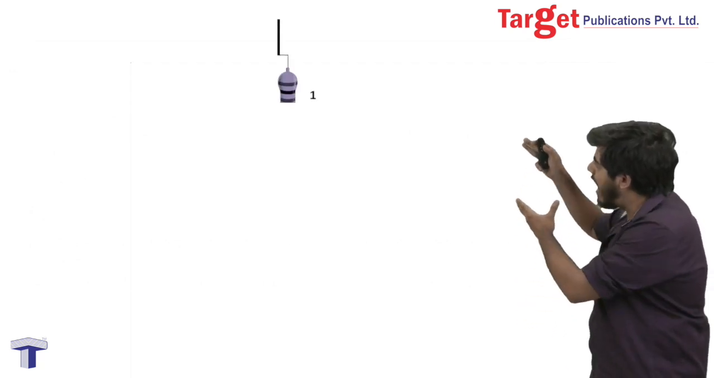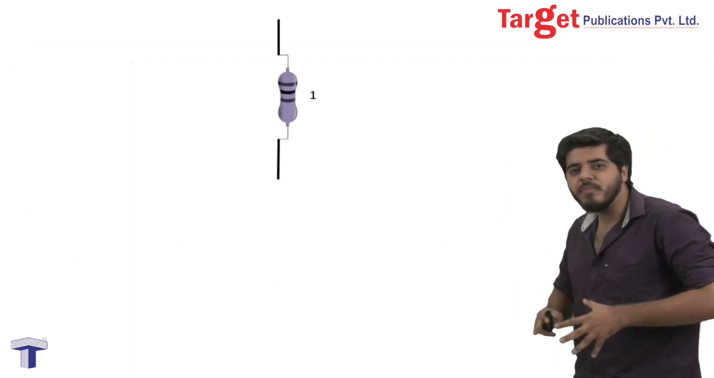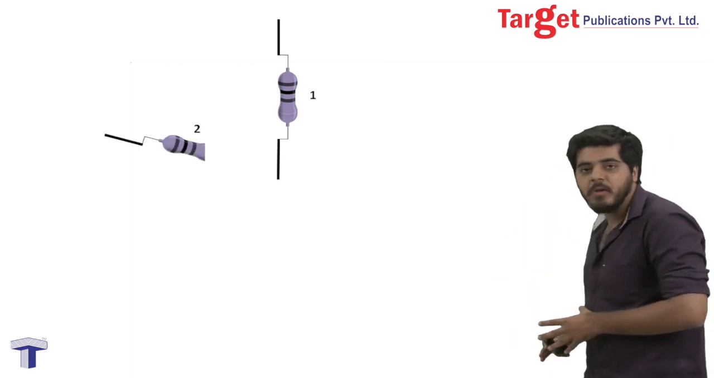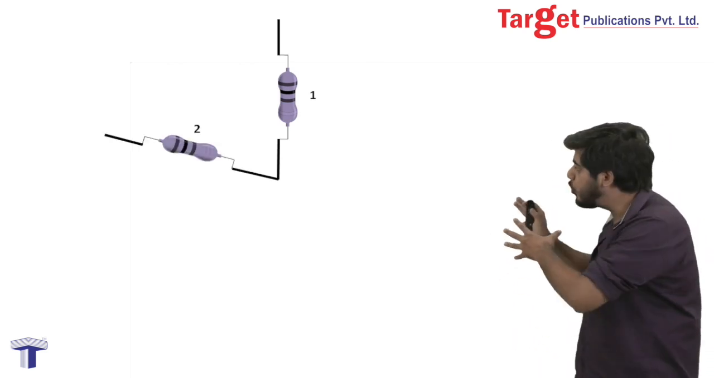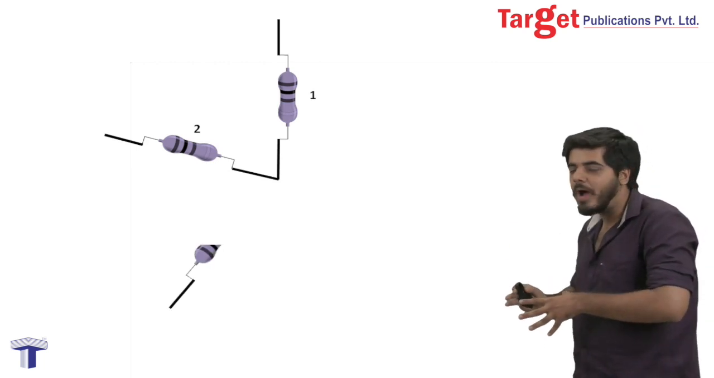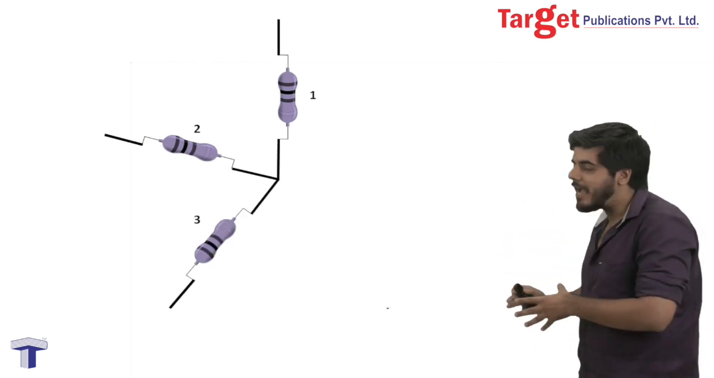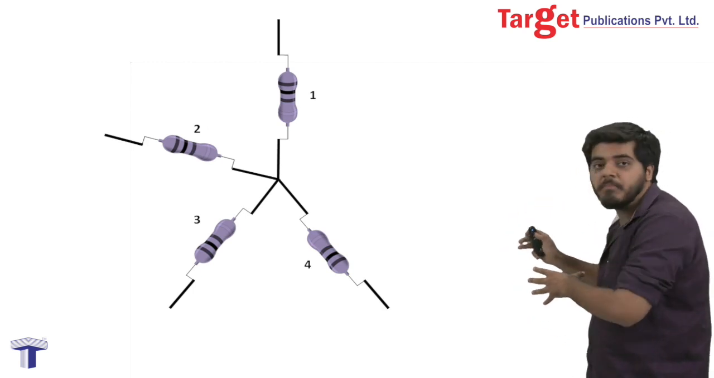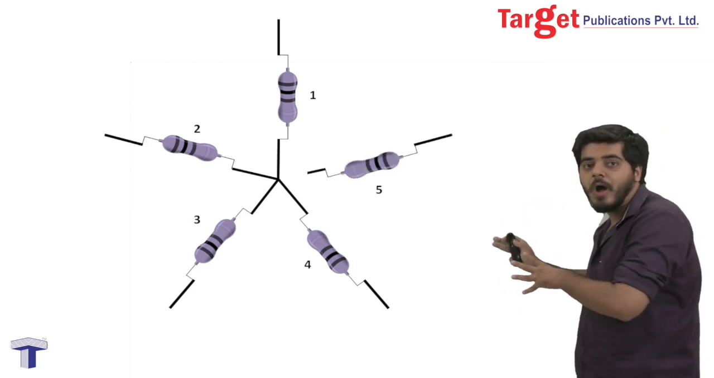I'm going to say I have my first wire. I have named that wire as wire 1. I have taken my second wire, I have named it 2. I have taken my third wire, wire 3. I have taken my fourth wire, that is wire 4. I have taken my fifth wire, that is wire 5.